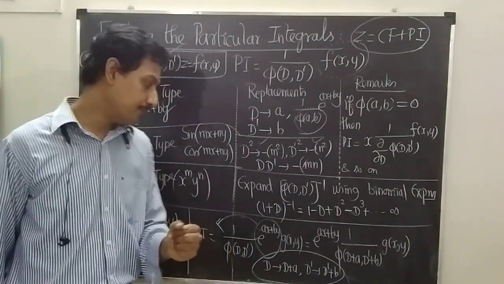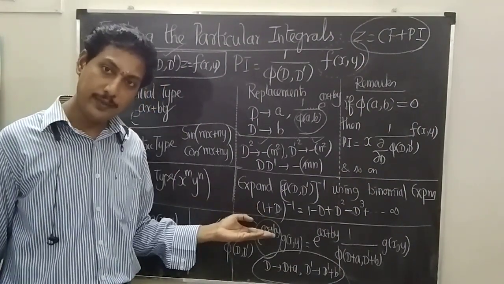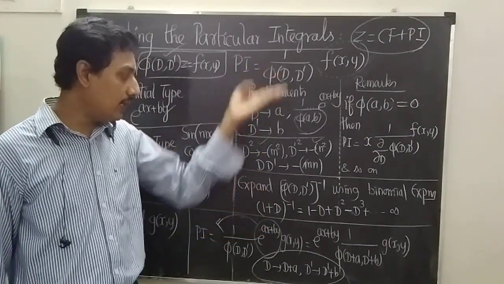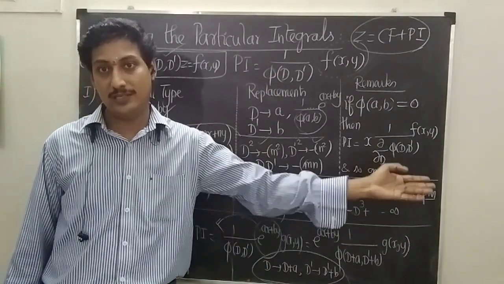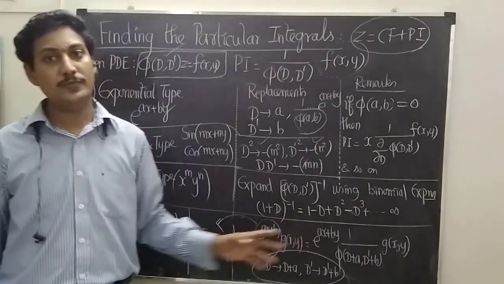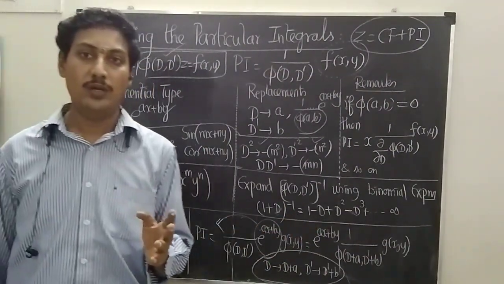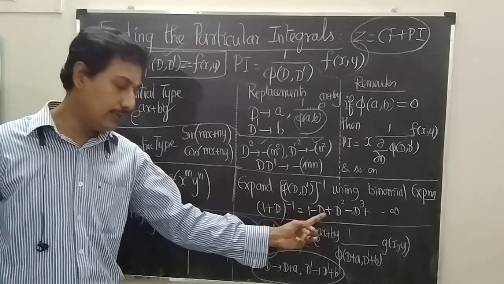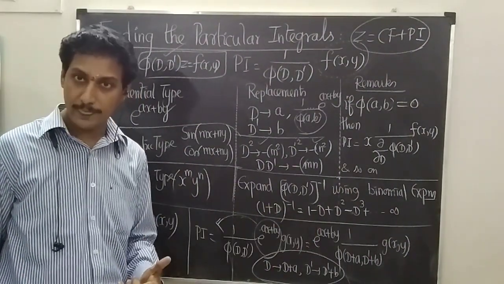Once again, for the polynomial type, I would like to expand the denominator with the help of the binomial expansion. This is the infinite series. So this infinite series comes to an end only with the help of the polynomial terms. Let us see the operator. Suppose D stands for dou by dou x.